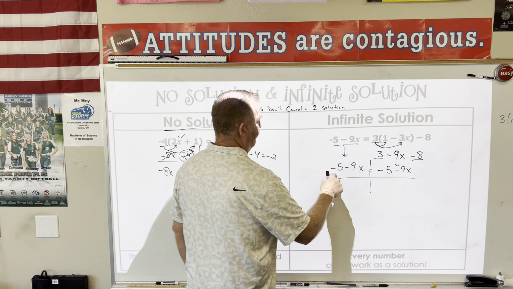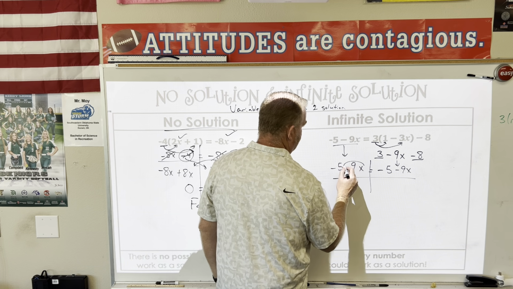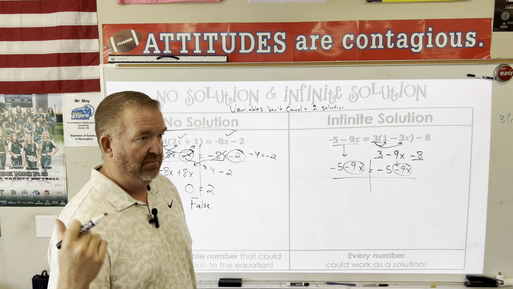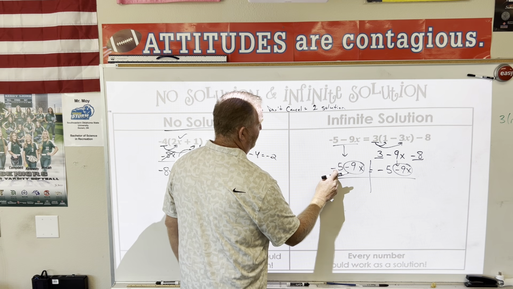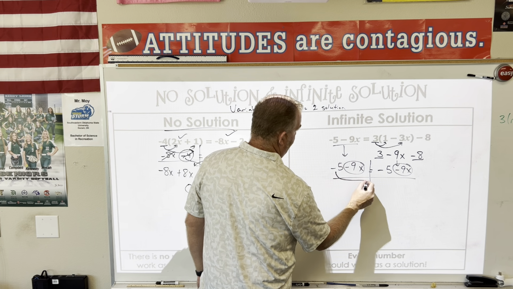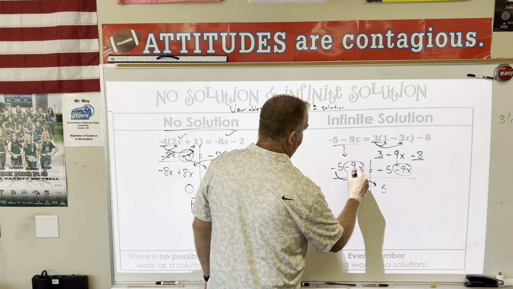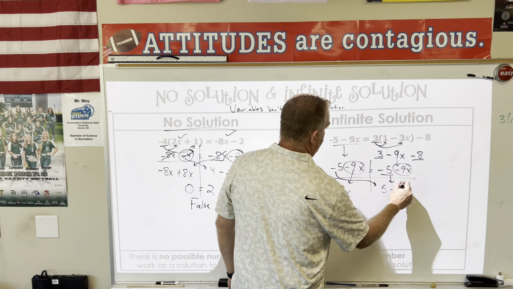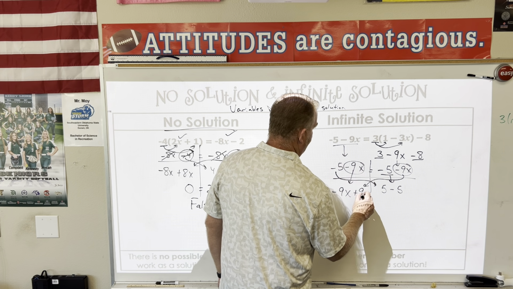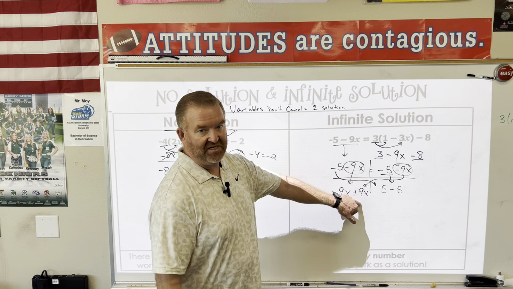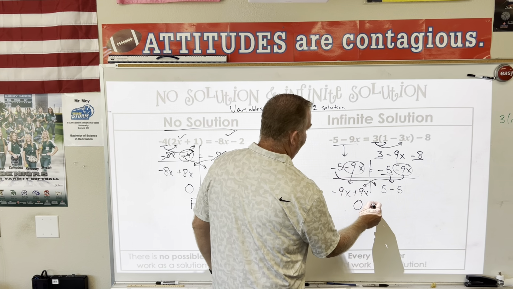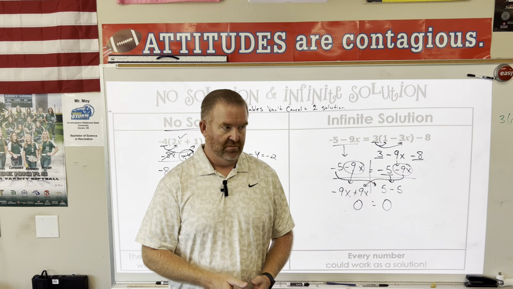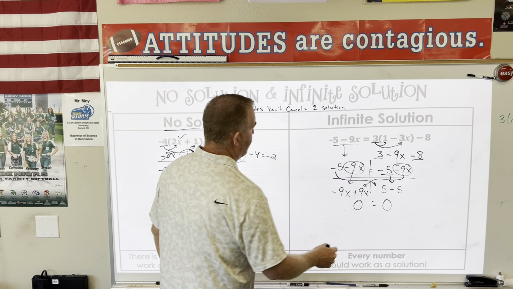All right, here we go. -5, left or right? Some people like to circle the x's. Why would they do that? Because those are the ones that are going to go on the left-hand side. Everything else goes right. -5, which way does it go? To the right. -5 becomes a what? +5. This stays here, -9x. -5 stays here. -9x becomes a +9x. So what happens? What's -9 plus 9? 0. What is 5 minus 5? 0. Does 0 equal 0? True statement. Because it's true, infinite solutions.